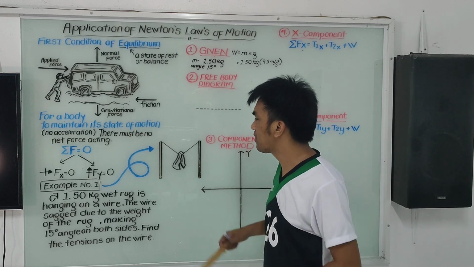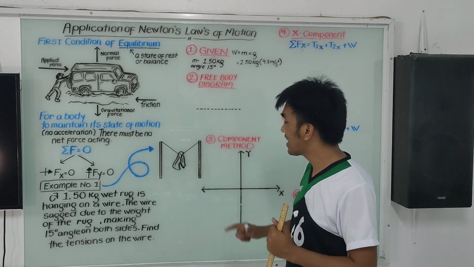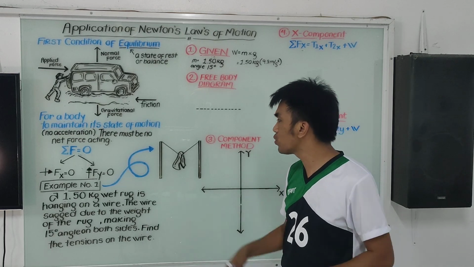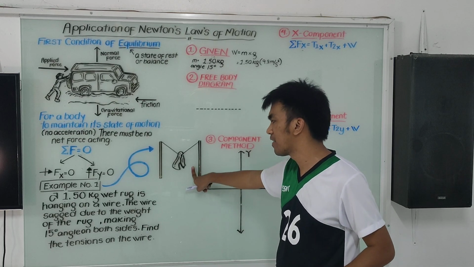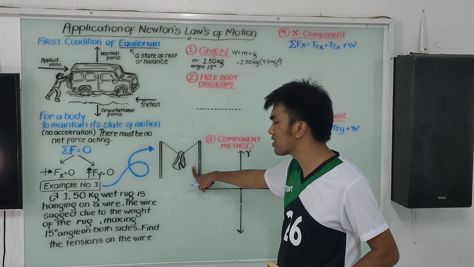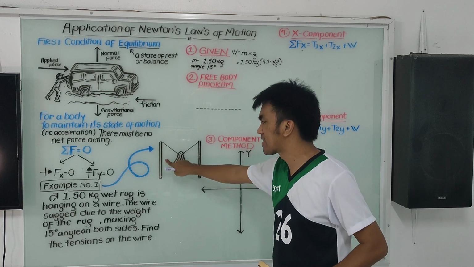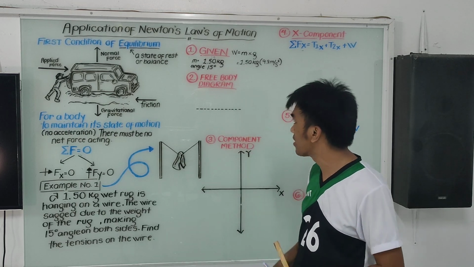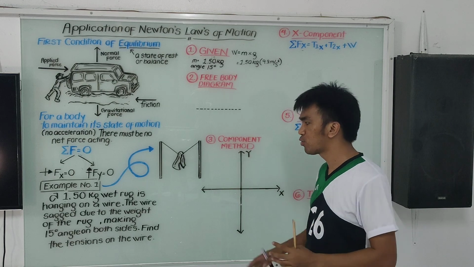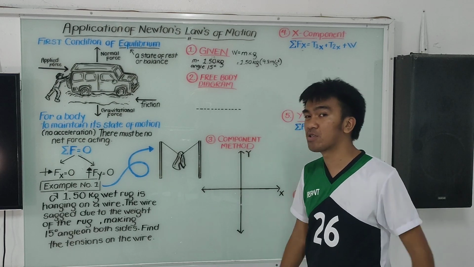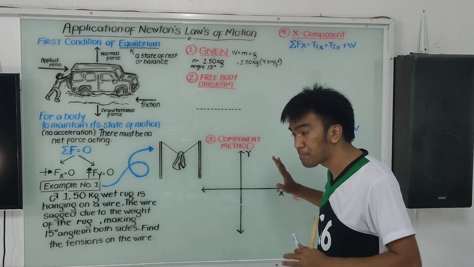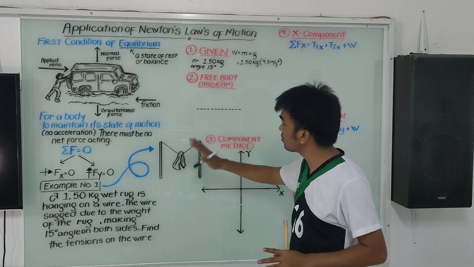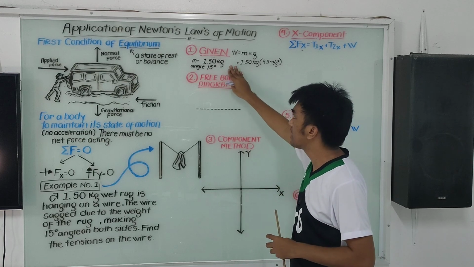A 1.550 kilogram wet rock is hanging on a wire. The wire sags due to the weight of the rock, making 15 degree angles on both sides. Here, we are going to find the tensions on the wire. So in order for us to solve for the tensions, we need to follow 6 steps. So first, we need to identify the given. So if you notice here, I have written the given already.